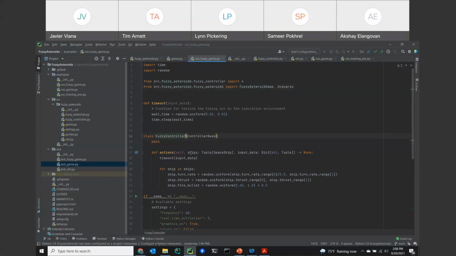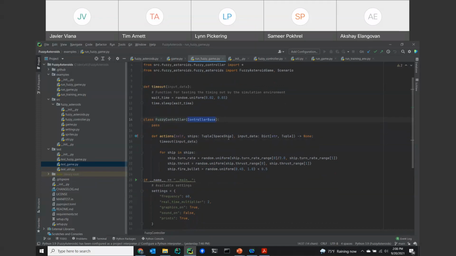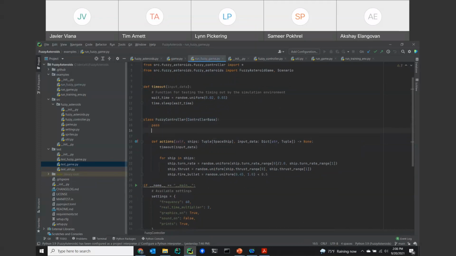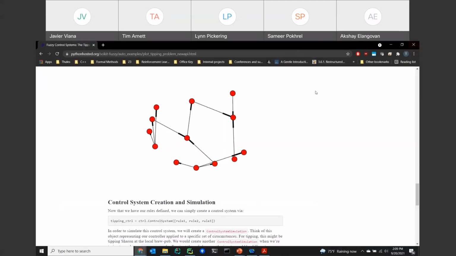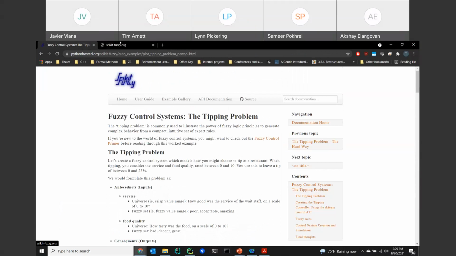And so for the fuzzy controller, which inherits from controller base, you're going to have init, and well, we don't have it defined here, but let's say you have init, and you want to be able to define all of your fuzzy system's parameters that are fixed. And then in actions, you want to be able to use that fuzzy inference system to take in input data and then output. So an example, let's say you're going to use skfuzzy. skfuzzy is a Python module.